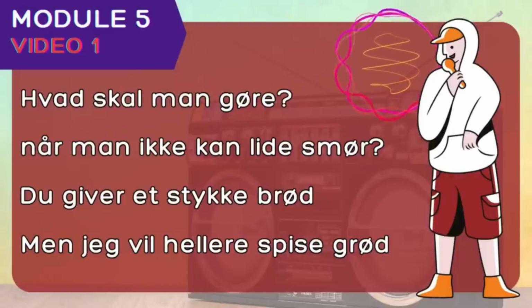Boom, boom, boom. Hvad skal man gøre, når man ikke kan lide smør? Du giver et stykke brød, men jeg vil hellere spise grød. Yeah, one more time. Hvad skal man gøre, når man ikke kan lide smør? Du giver et stykke brød, men jeg vil hellere spise grød.